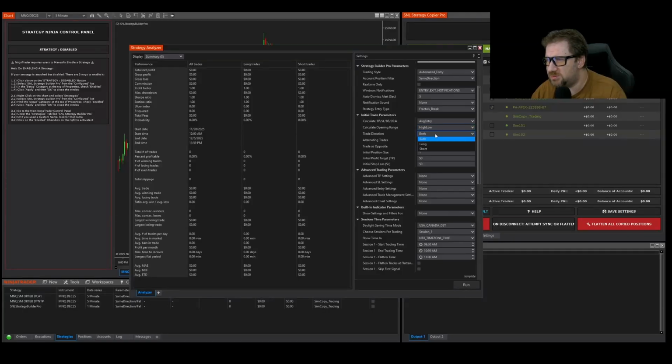The trade direction lets you decide if you want trades in both directions, long and short, or you can choose just long or just short.